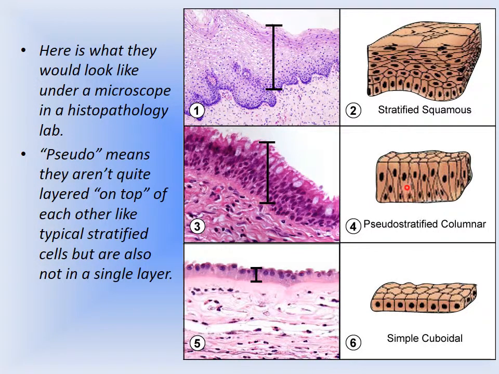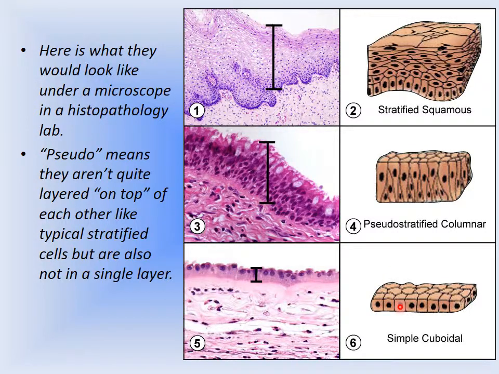But when you look down here, they're all kind of not quite as neatly placed on top of each other, but it's definitely more than just one layer. And you can see that here. This right here is the columnar epithelial tissue, and it's stratified.